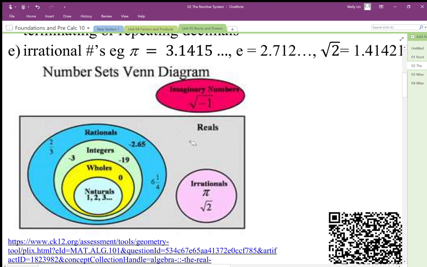Now, this Venn diagram is a little bit misleading, because the irrational and rational numbers, those two sets alone, make up the real number system. There's no gray area here.